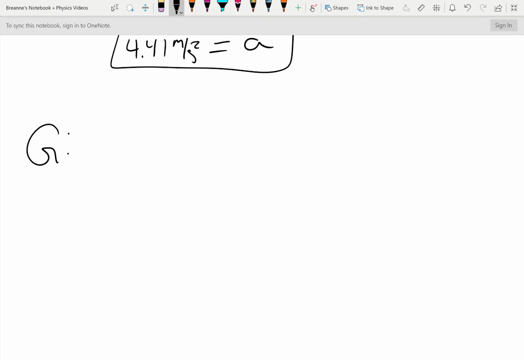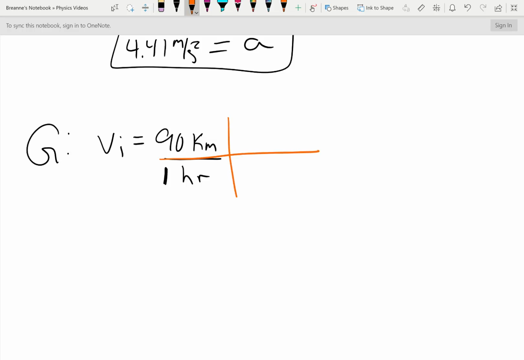Our given, we have the car is traveling at, so that's our initial velocity at 90 kilometers per hour. Do we like 90 kilometers per hour? We do not. So go ahead and remember per means divide, per hour. So that's basically saying for 90 kilometers, it takes you 1 hour to travel 90 kilometers. And let's focus on each one. We don't like kilometers. Kilometers goes to the bottom. We want meters. So for 1 kilometer, there's 1,000 meters.